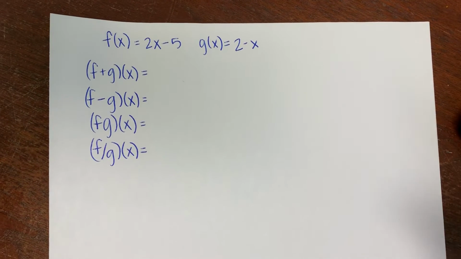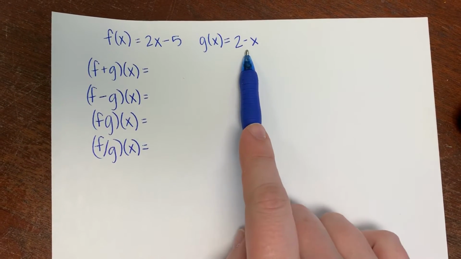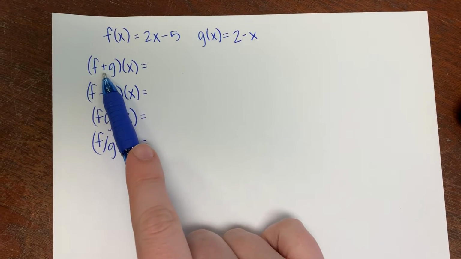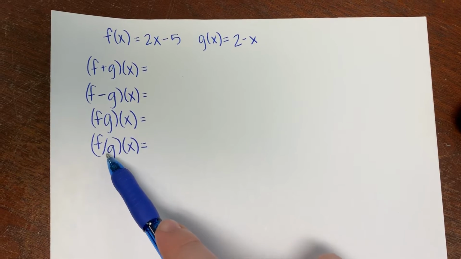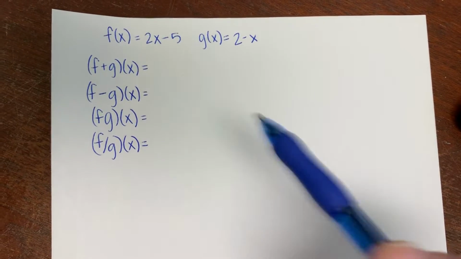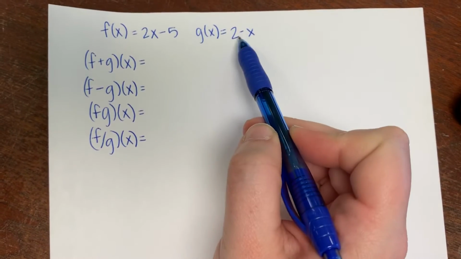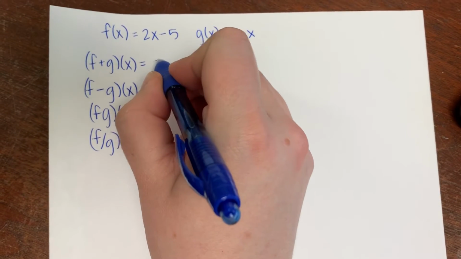In this video, I'm going to show y'all how to take two functions and perform the following operations: the sum, the difference, the product, and the quotient. When you're doing the sum, all you have to do is combine these, meaning add them.